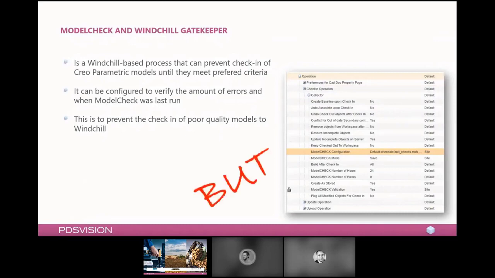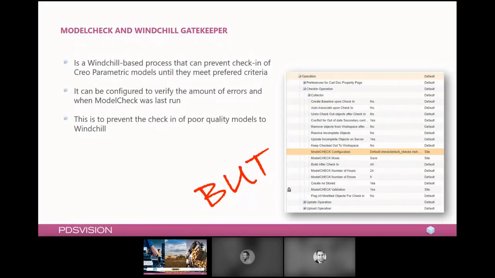This is, of course, to prevent check-in of poor quality models to Windchill. But I really want to add a but here. Our experience is that this could cause users to actually not check in content to Windchill at all. Instead, they're saving it in their workspaces as long as possible before they actually perform that check-in. And we don't want that, right? We want users to check in their data. That brings traceability to the organization and a backup on the server side, just to mention two things.